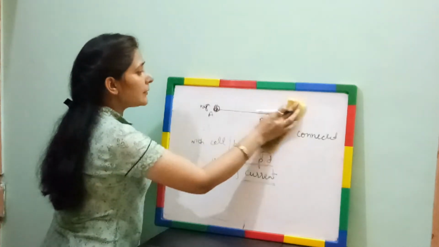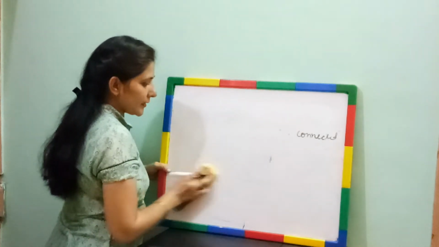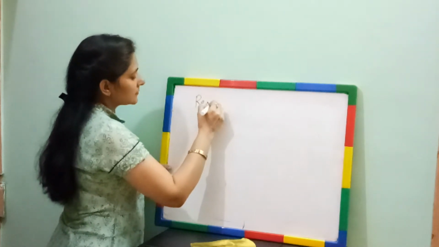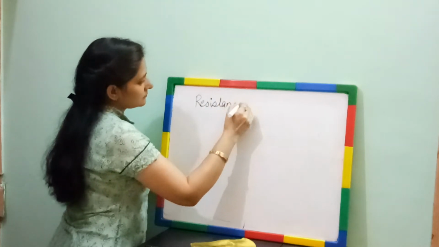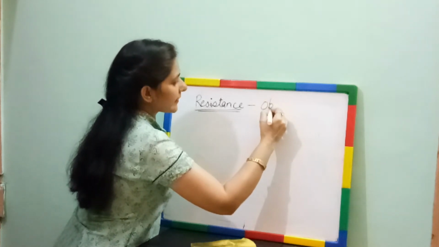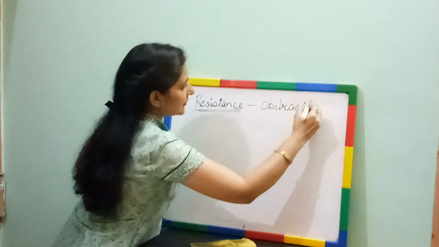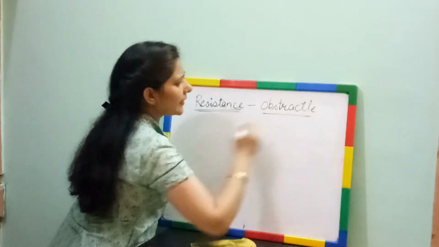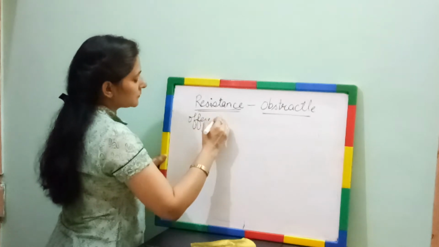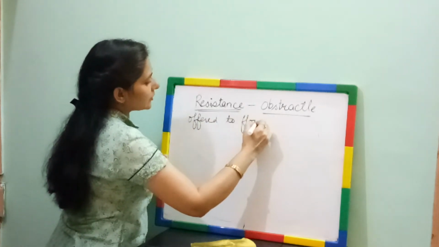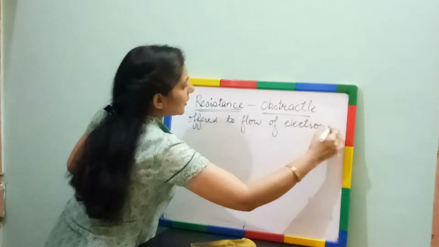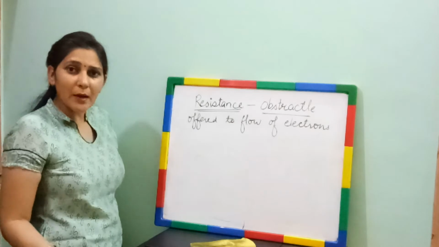Another important term related to this chapter, that is part of our revision again, is resistance. Resistance means what? Obstacle. In the dictionary also this is the meaning given, and the same meaning goes with the definition. Obstacle offered to the flow of electrons is called resistance. Not only electrons, you can also say to the flow of charge.